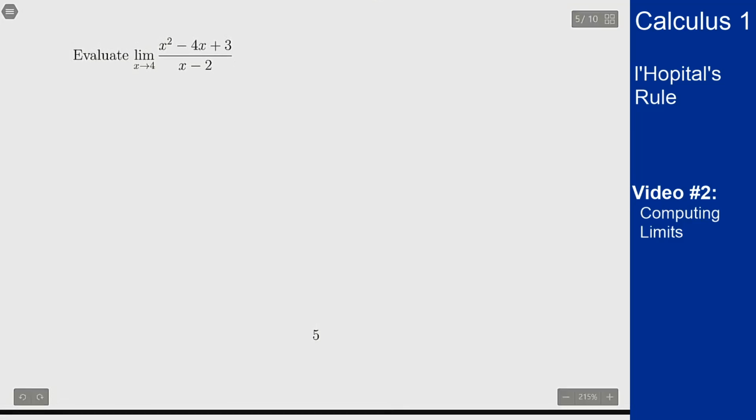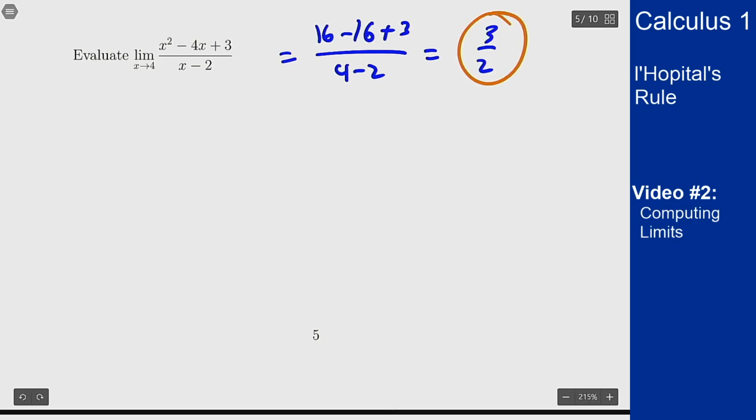Now I have the second example here. The limit as x goes to 4 of x squared minus 4x plus 3 over x minus 2. If I just plug in 4, what I will see is 16 minus 16 plus 3 over 4 minus 2, which is 3/2. And so I'm done. I don't need L'Hopital's rule because it's not indeterminate form. Because it's not 0 over 0, I'm just done. It was continuous, I plugged in 4, I got a number, that's my answer here.